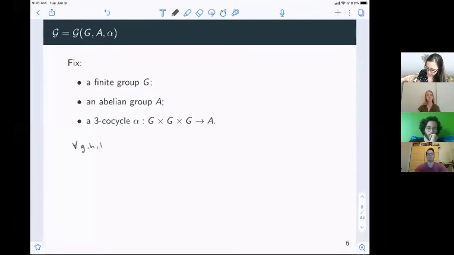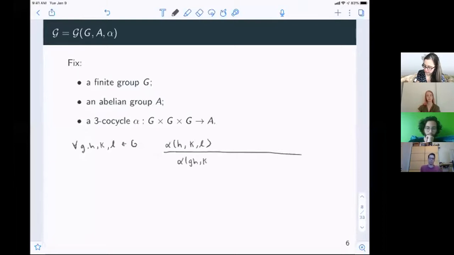And so a three cocycle is a function from three copies of G to A, where for all g, h, k, l in G, we have this cocycle condition, which is that we have alpha of h, k, l. So we leave off the g to start. Then we bring in the g in the first term. You move over the h, move over the k, and then push out the l. And this needs to be equal to 1. So this is what we'll keep referring to as the cocycle condition altogether. So these are just functions that have this condition for all g, h, k, and l in G.